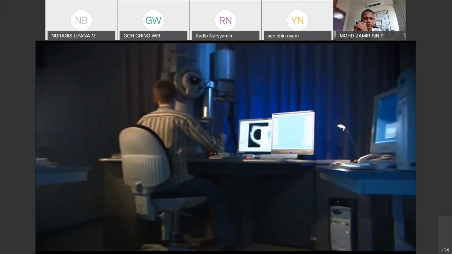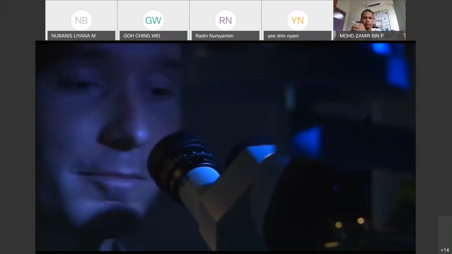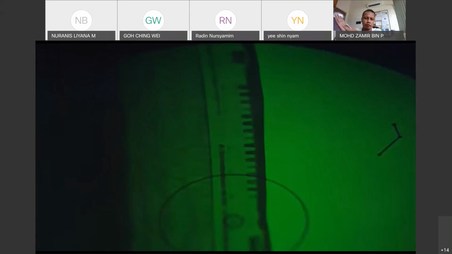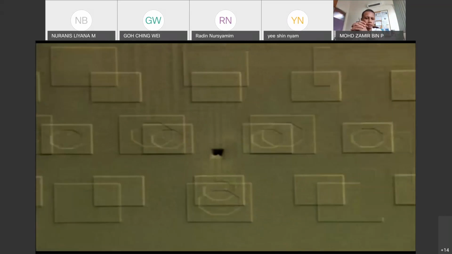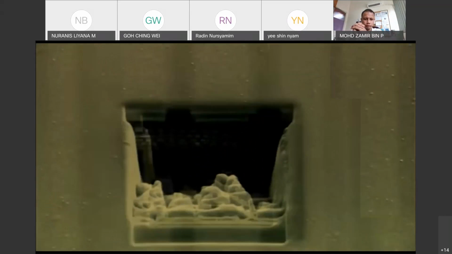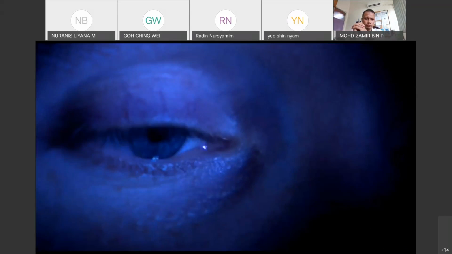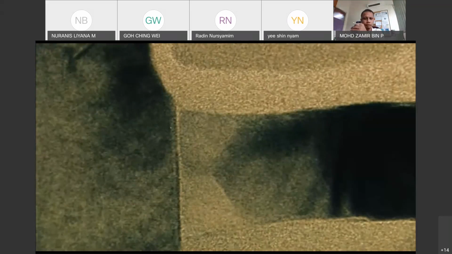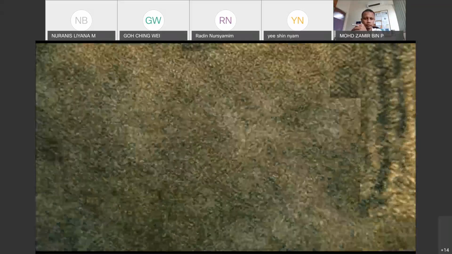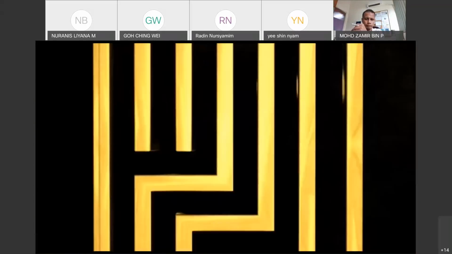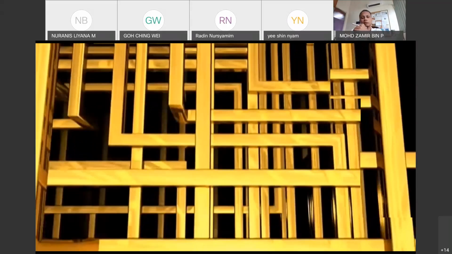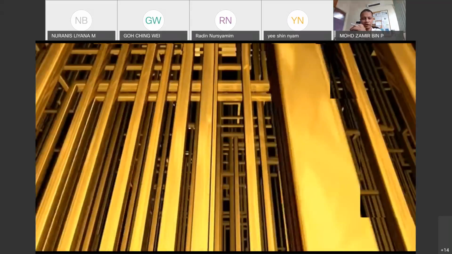So these are all characterizations: SEM, TEM, optical microscope. We're going to cover this one as well during characterization of silicon wafers. So those are the detailed structures after the fabrication process. Circuitry is done in about 2 months of fabrication. So that's how long it takes typically.